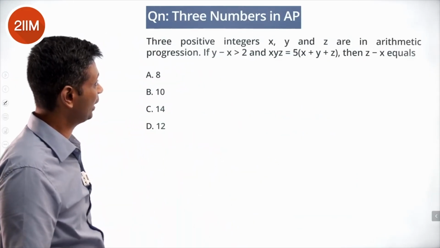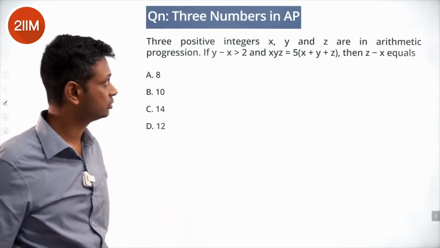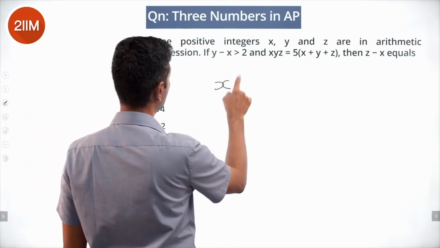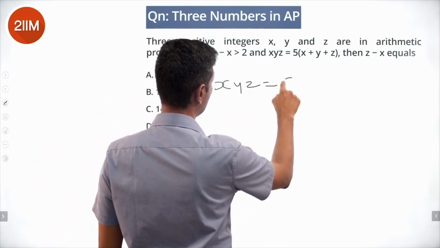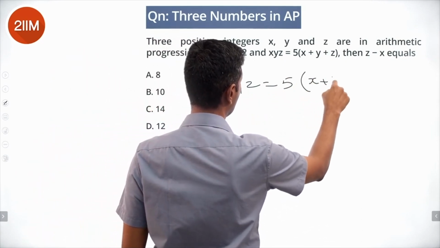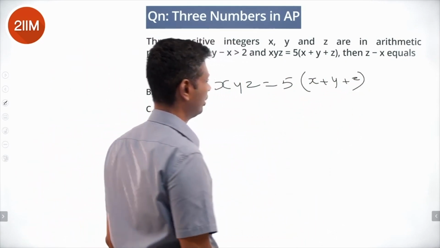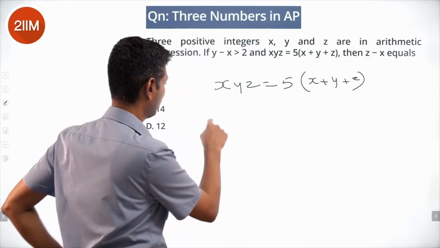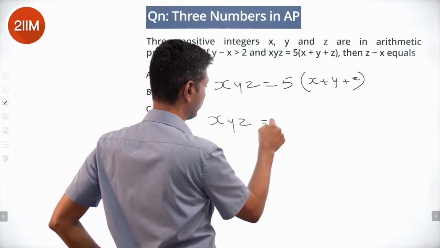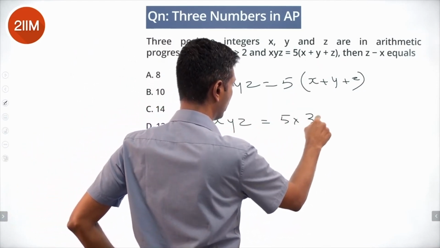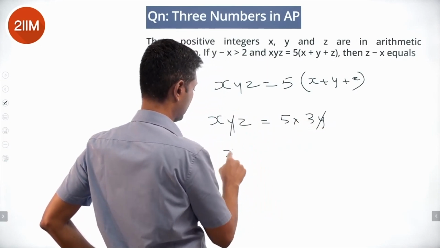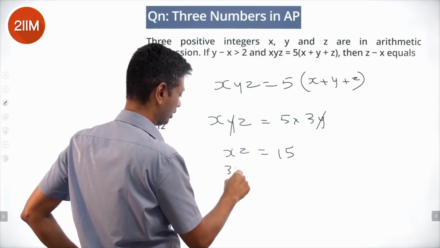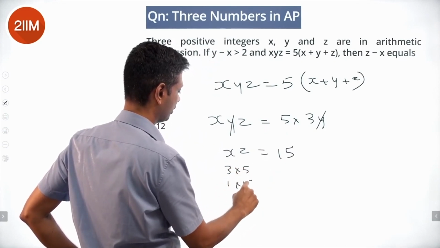Three positive integers x, y, and z are in arithmetic progression. Very nice. If y minus x is greater than 2, the product of x, y, z equals 5 times the sum x plus y plus z. x plus y plus z is 3y, the middle term. It can be y minus d, y, y plus d. So x times z is 15. It could be 3 into 5 or 1 into 15.